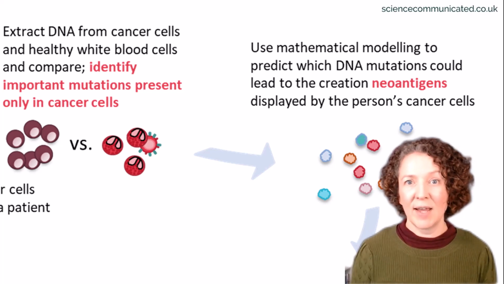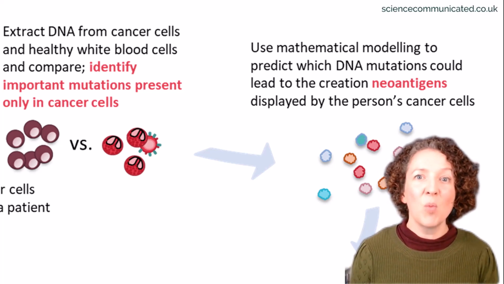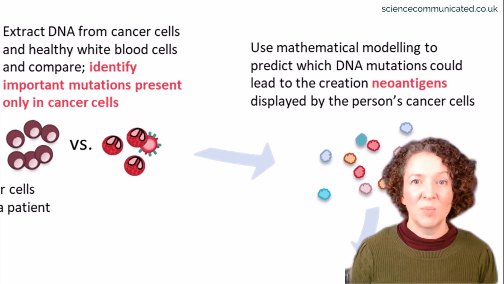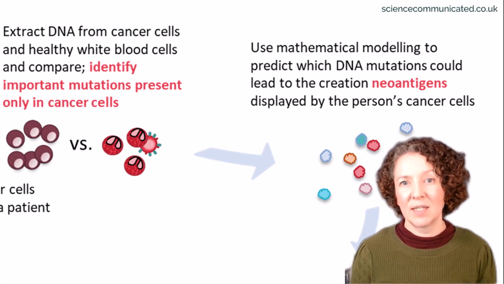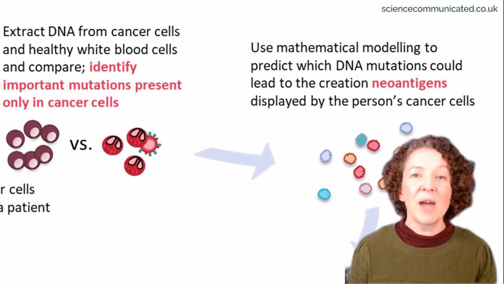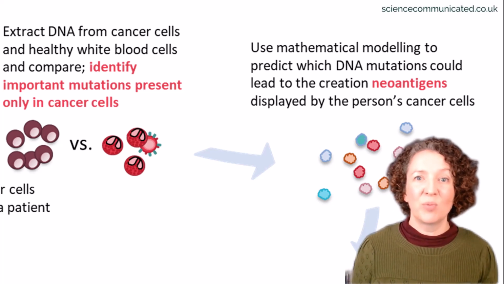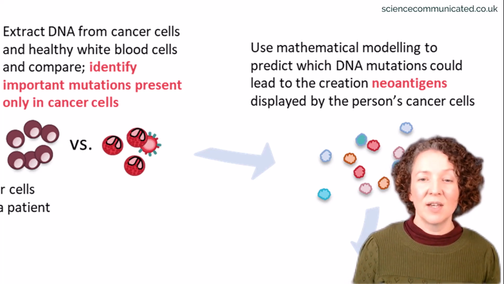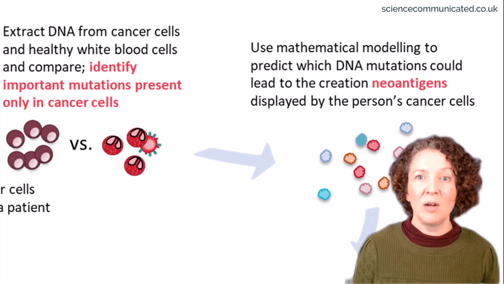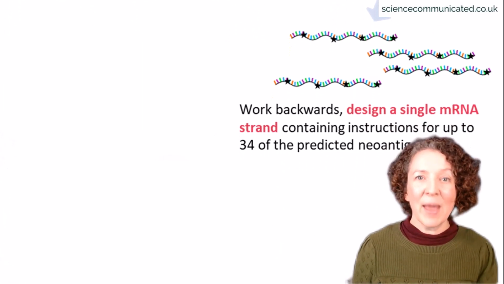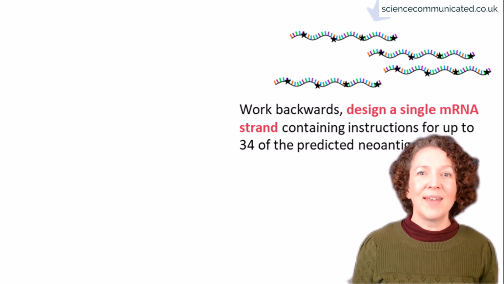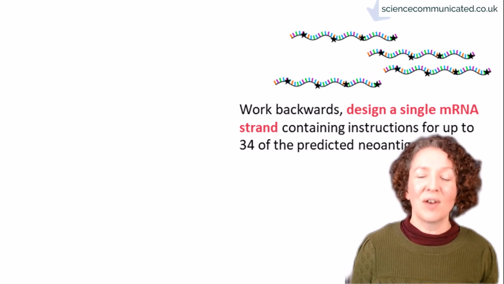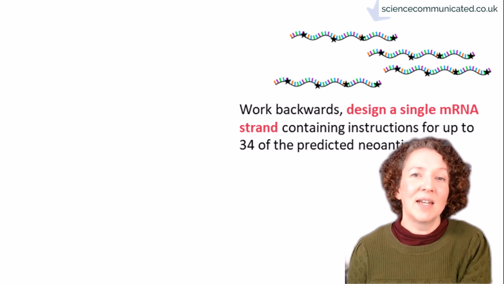Having identified these really important mutations, the scientists then try to predict which of these mutations lead the cell to create faulty proteins from which neoantigens might be derived that are then going to be in the MHC cups on the cancer cell surface. So they're working backwards from the DNA and trying to predict what the neoantigens as a result of those mutations might look like. And then they go back a step more, but from that prediction of what the neoantigens are, they try to predict what the DNA, the gene, would look like in order to lead to that neoantigen.